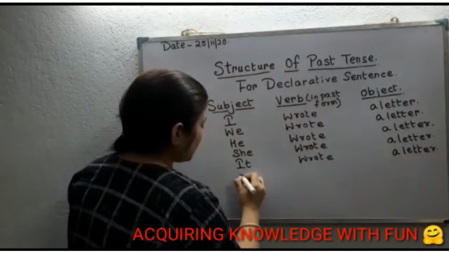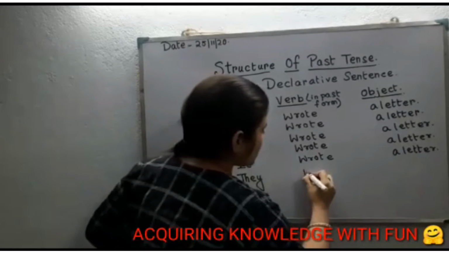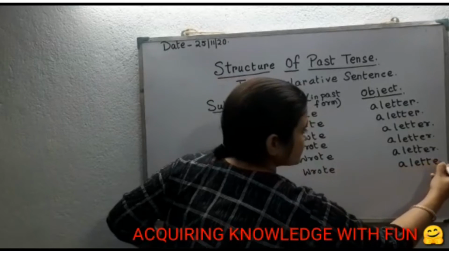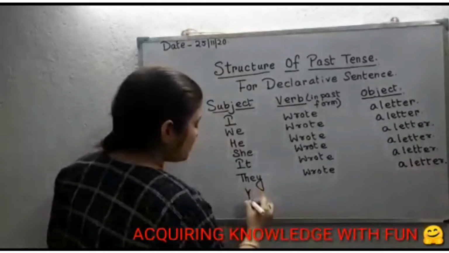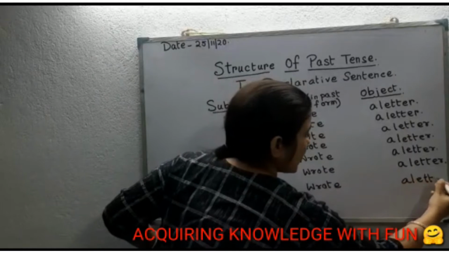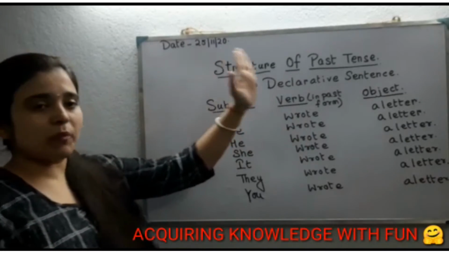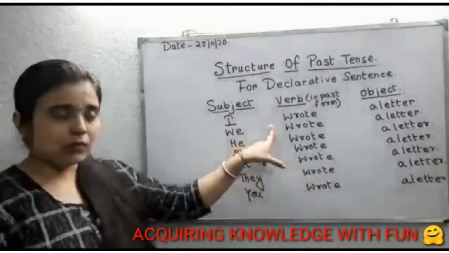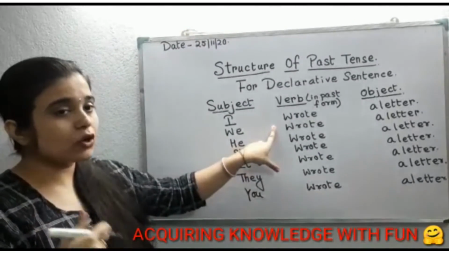And then they wrote a letter. And then the last one, you wrote a letter. I hope you all have understood how to frame the structure of past tense for declarative sentence. Actually, the present form of this verb is write, but the past form is wrote.